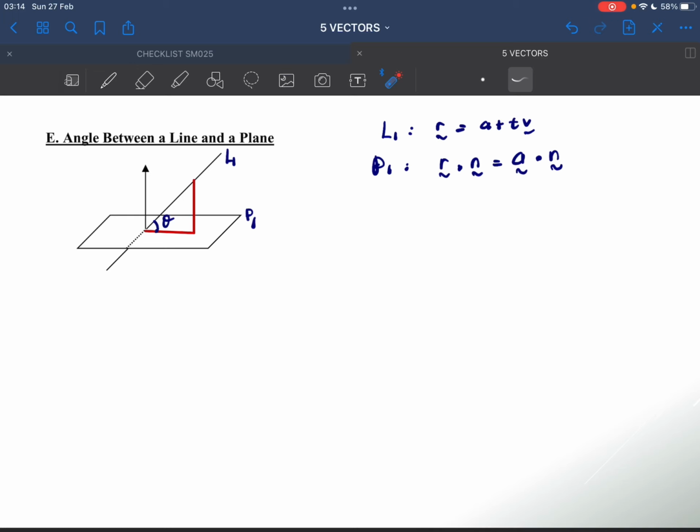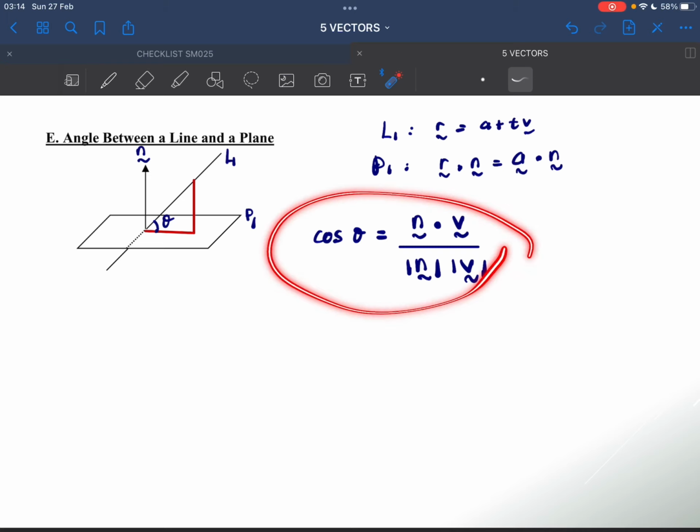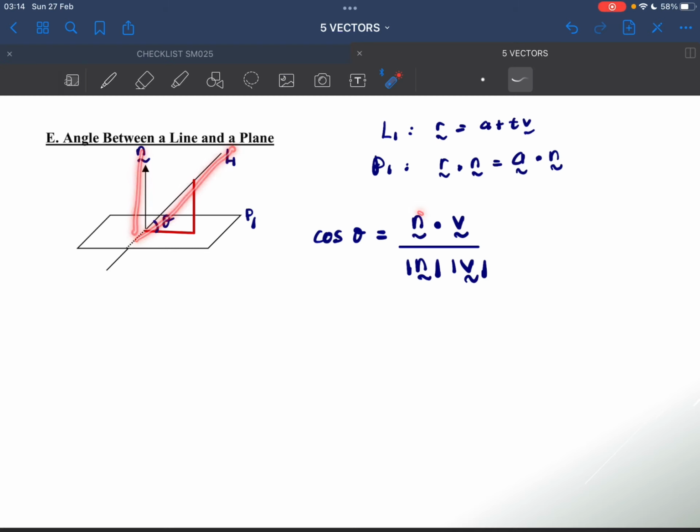So normal to the plane is this one here. This is normal to the plane, perpendicular to the plane here. So if we use the formula, cos theta equals normal dot vector over magnitude of normal times magnitude of vector, because we are finding the angle between line and plane. What angle is this actually? This is not theta. This is the normal, this is the vector of the line. So the angle that you find here is actually this part here. Let's label that as beta. So this is not theta, this is actually beta.